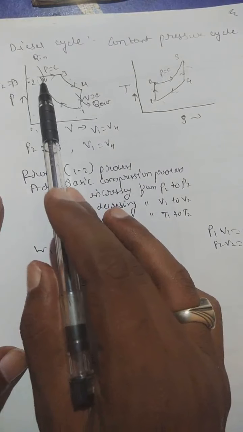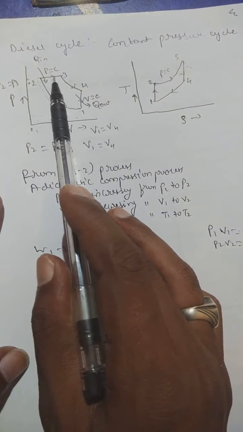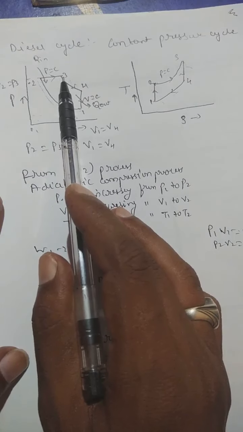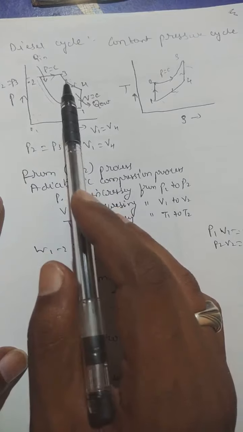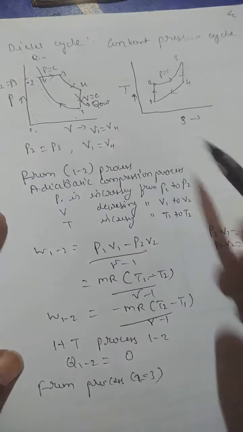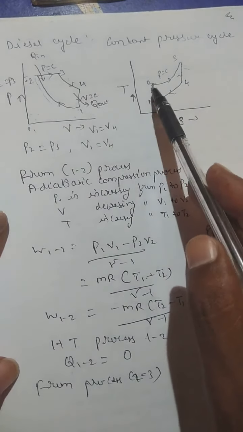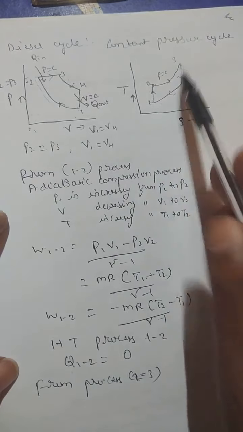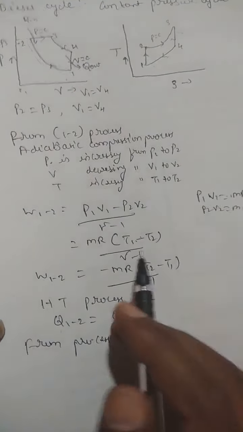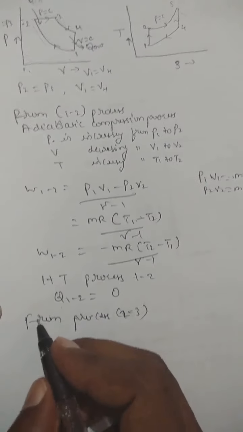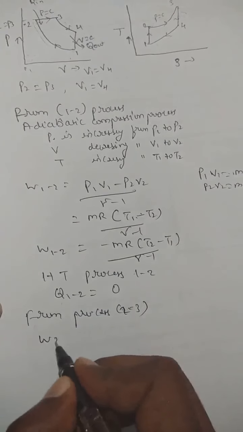And what is happening with the volume? Volume is getting increased. It is moving away from the origin. So you can write down from V1, it is V2 to V3, it is increasing. And what is happening with the temperature? T2 to T3, it is increasing. You can write down all these three things. After writing all these, you can find out the work done for 2 to 3.